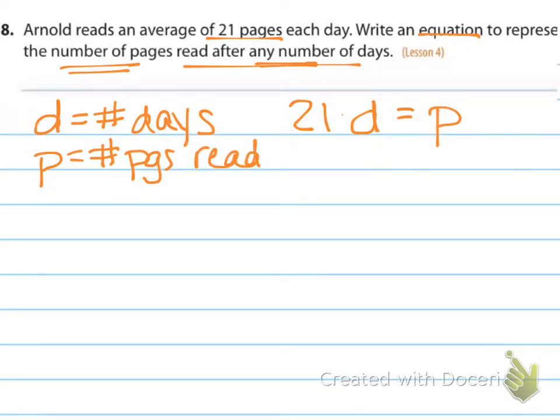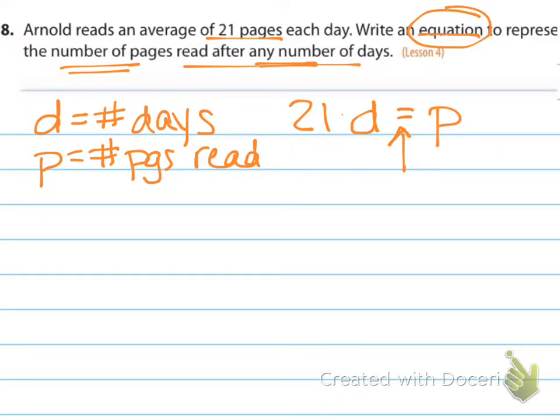So I've got 21 times D equals P. But 21 times D is the thing here. The fact that it says equation means I have to use an equal sign. So if you left out the equal sign, then you're not correct, okay? I don't care if you have it as 21 times D equals P or P equals 21 times D. Either way, you're giving me an equation with an equal sign. If you left out the equal sign and you just gave me 21 times D, I'm sorry, you gave me an expression, not an equation.